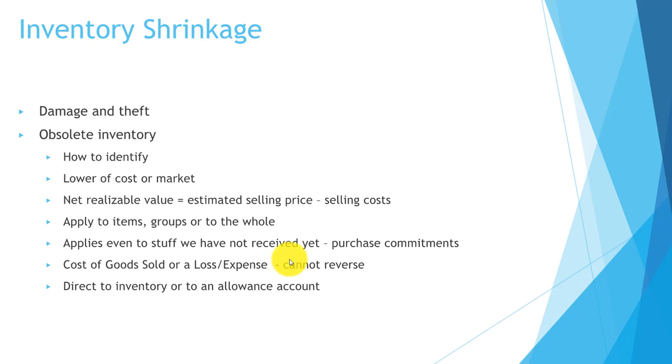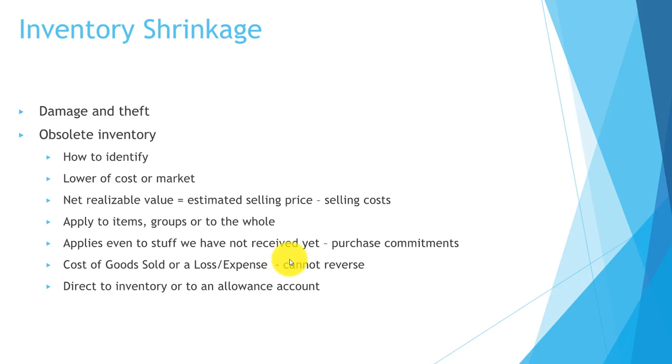Then we must adjust or look at the possibility of adjusting to lower of cost or market. Now, the market value of our inventory is now defined under US GAAP as one choice, net realizable value, which is the estimated selling price minus selling costs. You do not have any other choices like there used to be. Just net realizable value. So you figure out net realizable value, you compare that to the cost you originally paid for it, and you apply the lower of those two.